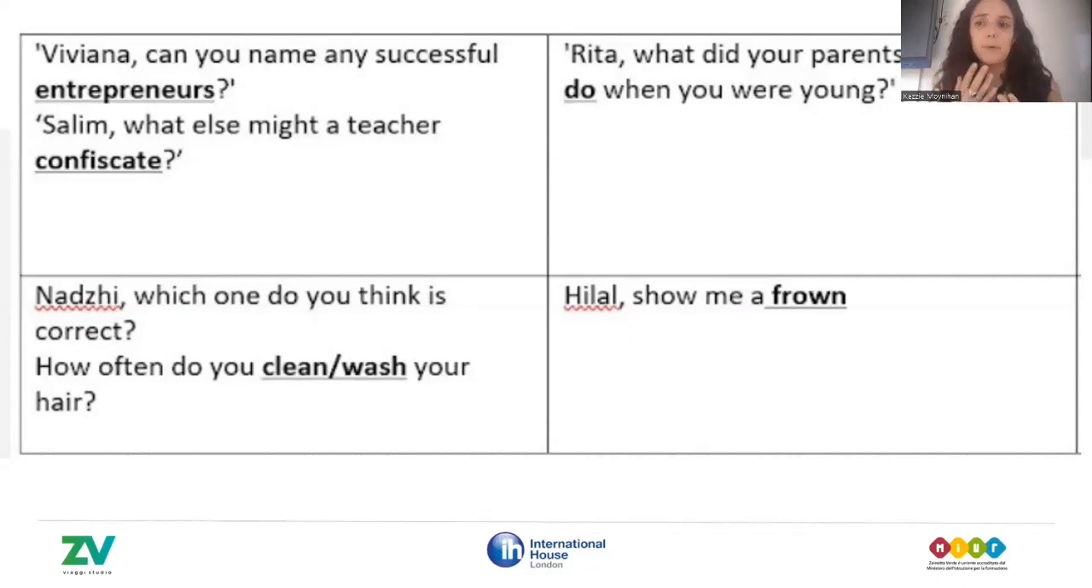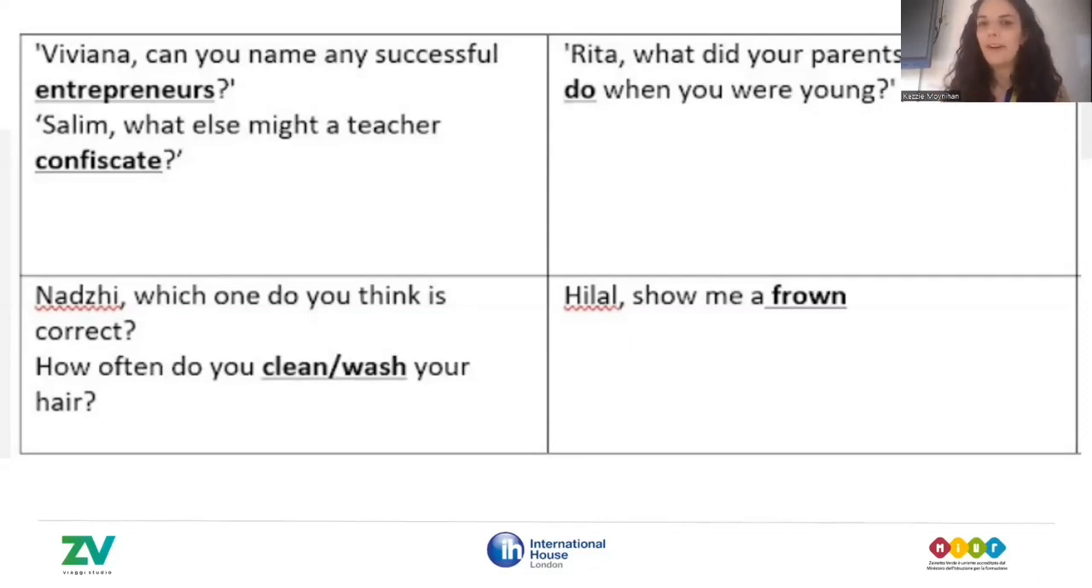If you wanted to make this more of an obvious CCQ, instead of making it what else might a teacher confiscate, you could ask students, do teachers confiscate homework? No. Do teachers confiscate phones? Sometimes. Why do they confiscate phones? When students are using them in class to text their friends. Would a teacher confiscate shoes? No. What about if the shoes played music? Maybe.